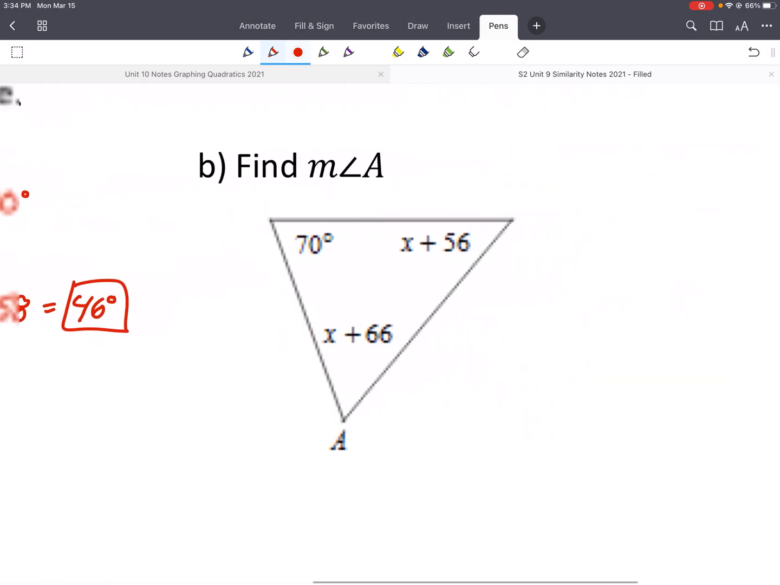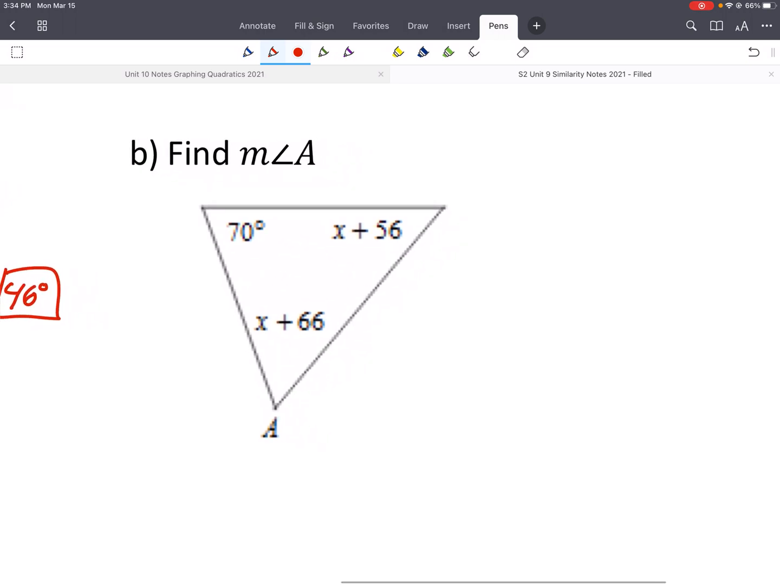All right, now we look at B. It's a little different, but it's basically the same. So we need to add those three angles. Make sure we read the instructions. They want us to find the measure. That's what the M stands for, the measure of angle A. So we want to find what this is. We need to find out what x is first to find what that angle is, but we're not solely solving for x. So keep that in mind.